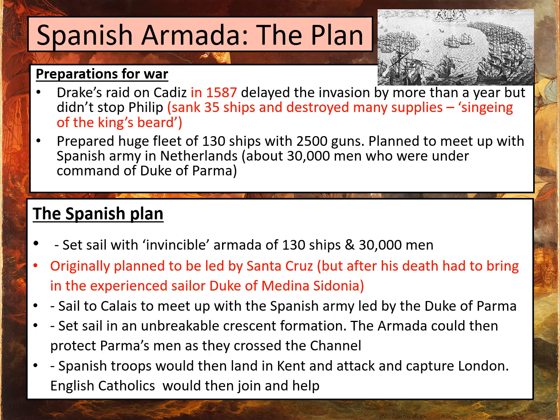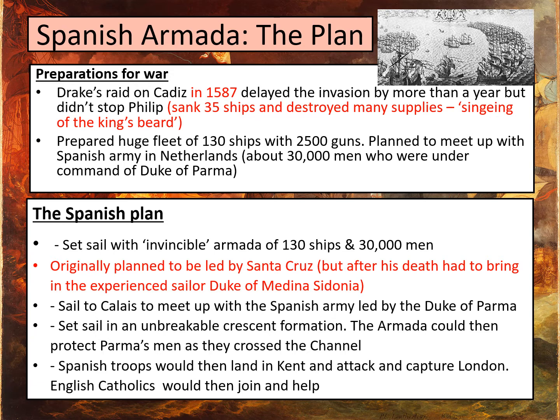So then they were going to sail to Calais to meet up with the Spanish army led by the Duke of Parma, those who were coming across from the Netherlands. The Armada could then protect Parma's men as they crossed the Channel. The Spanish troops would then land in Kent and attack and capture London. English Catholics, the plan was, would then join and help. So this was a proper invasion.